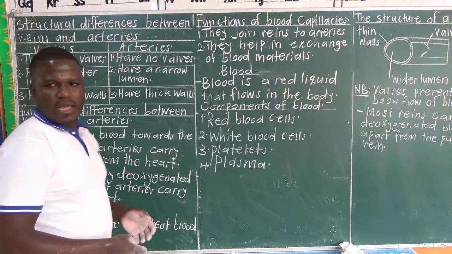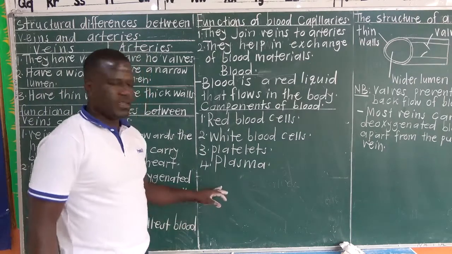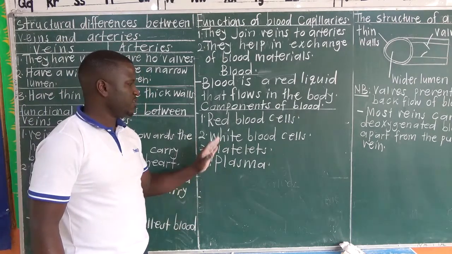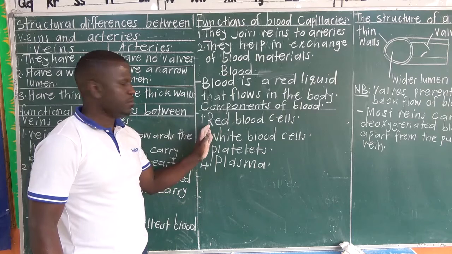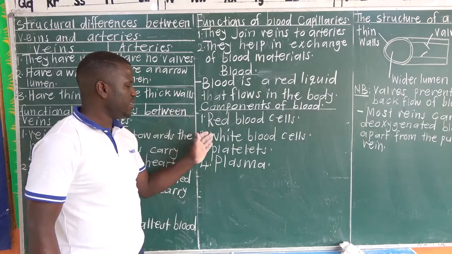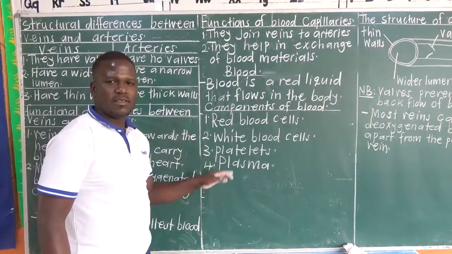So that will be the end of our lesson. When we meet in our next lesson, we shall look at these components of blood one by one. Shall be in the red blood cells, white blood cells, platelets, and lastly plasma.